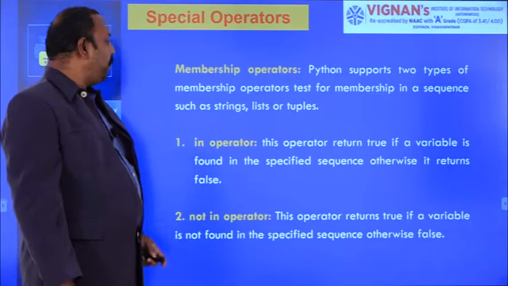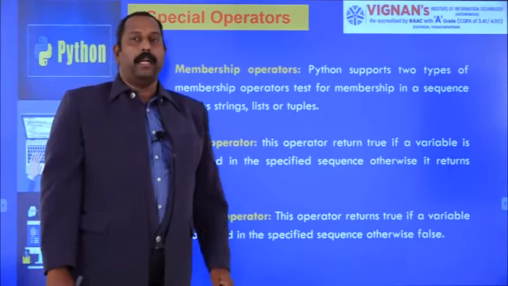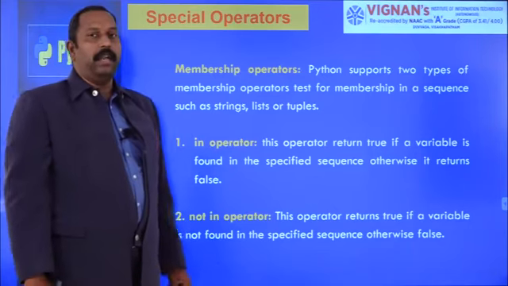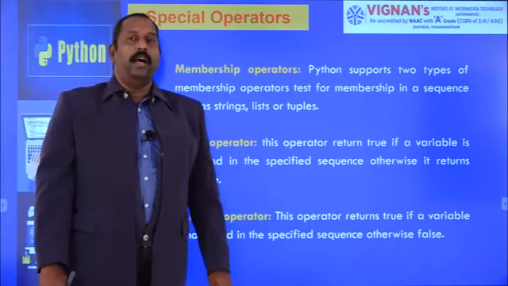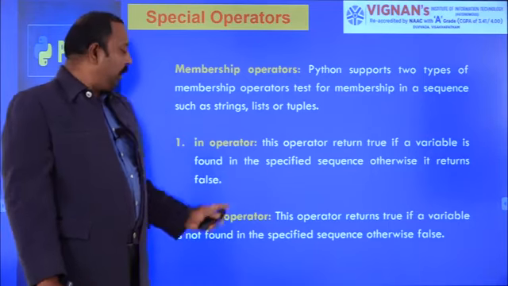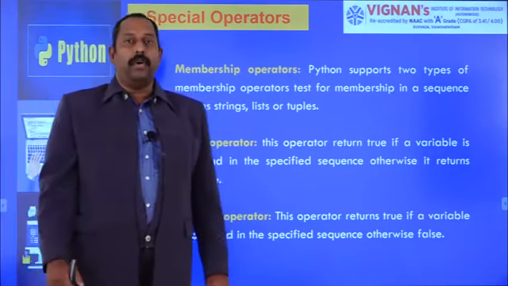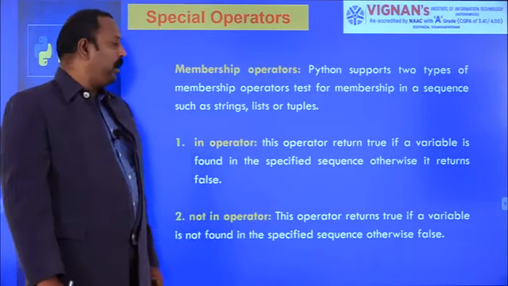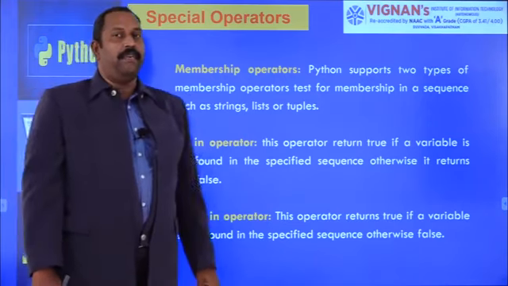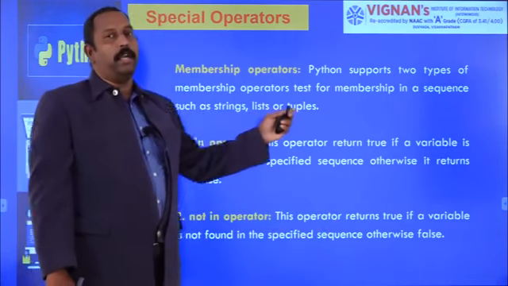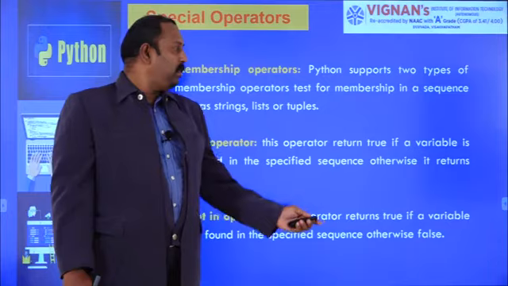And the next one is the membership operator. The in operator: if a particular variable is available in a sequence, then it will return true. Otherwise it returns false. And the next one is the not in operator. If the variable is not found in a sequence, then it will return true. Otherwise it returns false. Here the sequence can be a string, a list or a tuple. Anything can be used as a sequence.